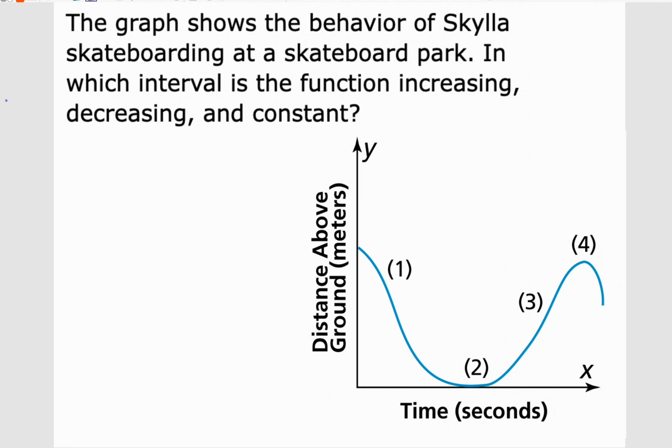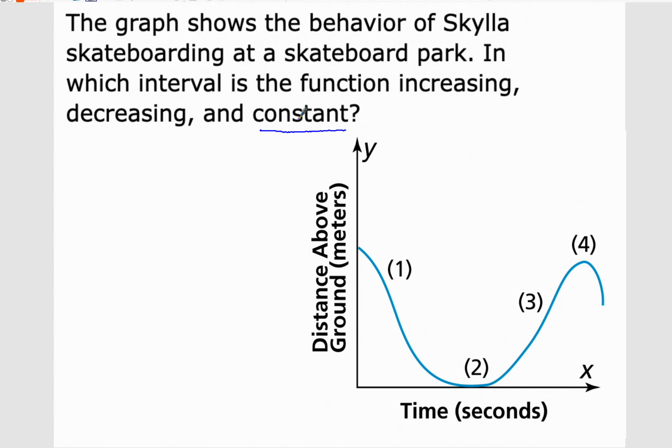Okay. This graph shows the behavior of Skyla, I don't know, whatever, skateboarding at a skate park. In which interval is the function increasing, decreasing, and constant? So now we're going to talk about a constant interval on a function, which is a little bit different than the way we've been using the constant. We've been talking about constant rate of change, which could be a positive rate or a negative rate or no rate at all. It could be constant in all those things.